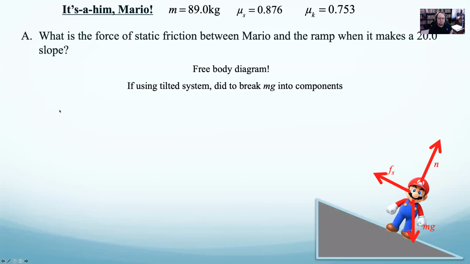But this is a ramp problem. In a ramp, you want to use a tilted coordinate system. We're going to say X is down the ramp and Y is perpendicular to the ramp, just like we talked about on Wednesday. If I do that, gravity is not in X or Y, and gravity will need to break into components. And for any ramp, the X component of gravity is mg sine theta, the Y component is mg cosine theta. Once again, ramps are backwards from the normal.